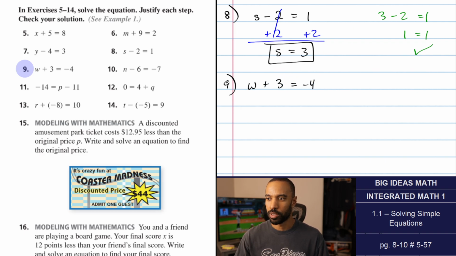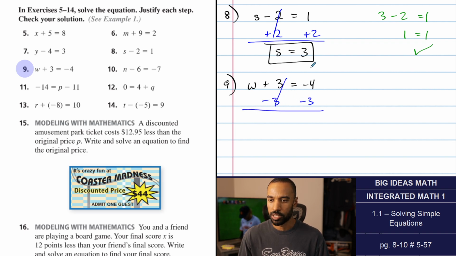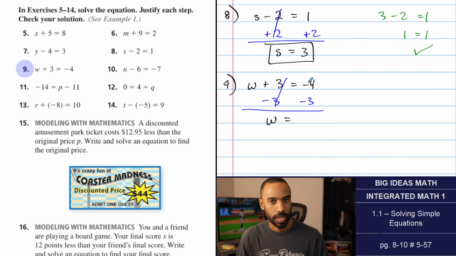W plus 3 equals negative 4. As 3 is added with W, we shall subtract 3 from both sides of this equation. 3 minus 3 is 0. W equals negative 4 minus 3. Is this negative 1 or negative 7? It's negative 7. It's the opposite of 4 plus 3. Both of them are negative. W is negative 7.